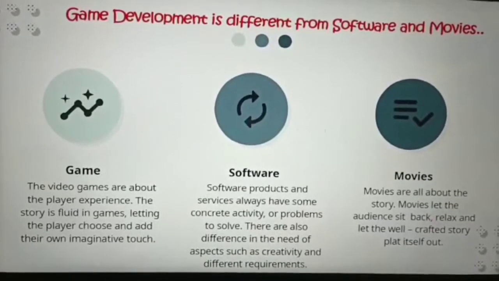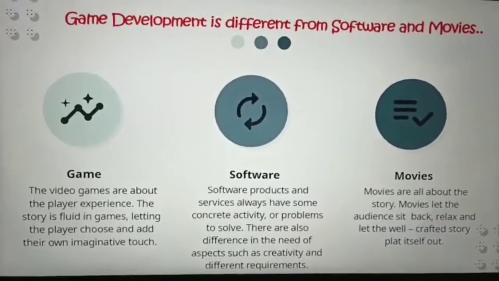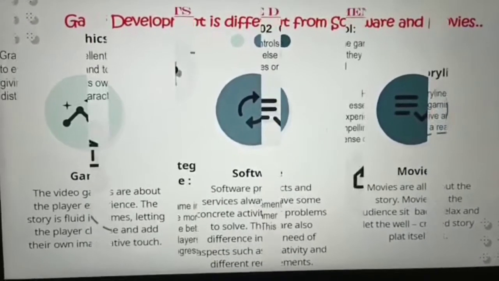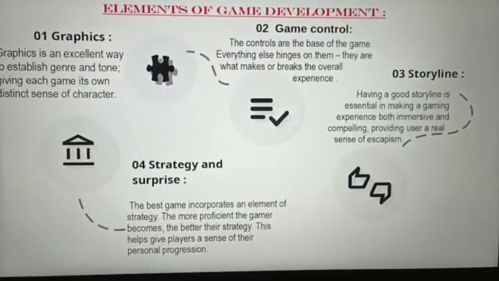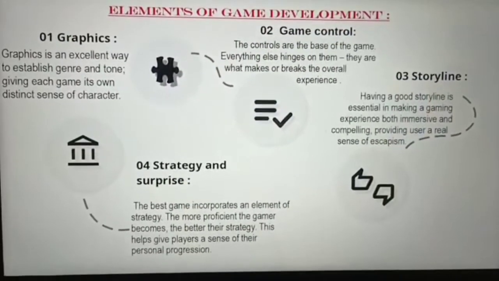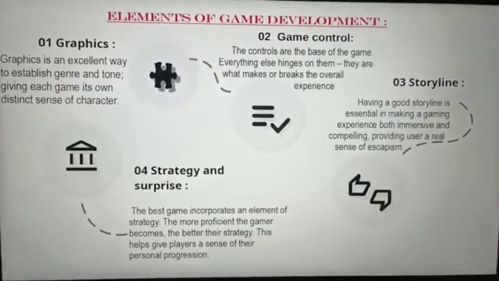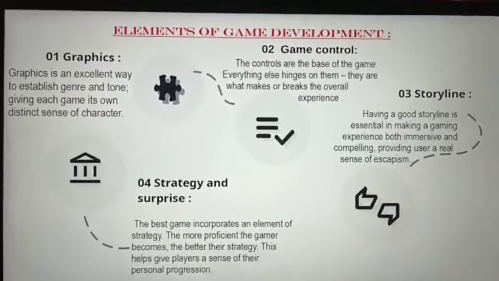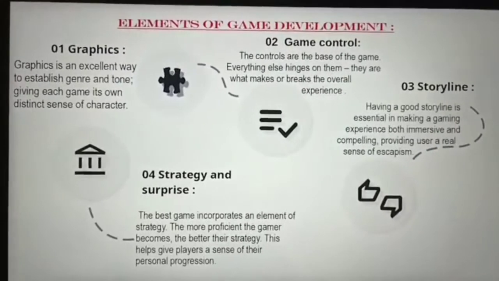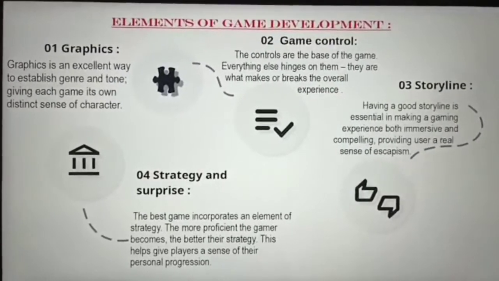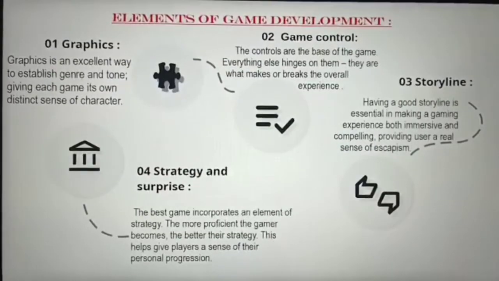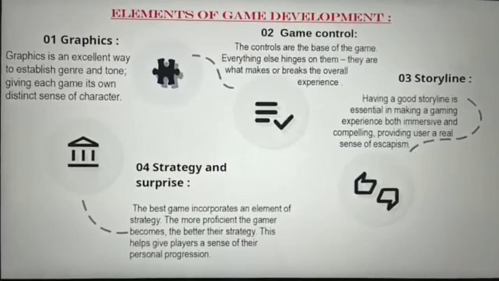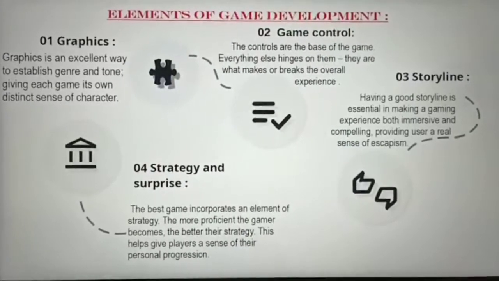And moving further towards the elements of game development. What are the elements of game development? The first one is graphics, the second one is game control, the third one is storyline, and the last is strategy and surprise. The first, graphics. Graphics is an excellent way to establish genre and tone, giving each game its own distinct sense of character. And the second one is game control. The controls are the base of the game. They are what make or break the overall experience.